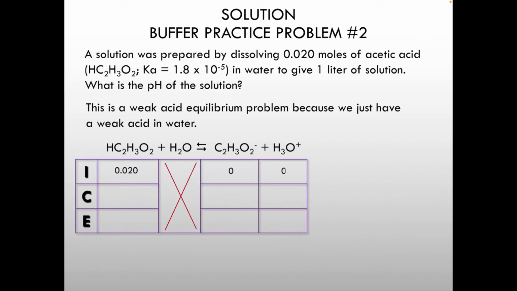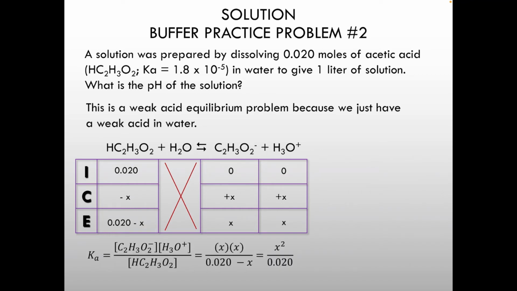We have our initial concentration of our acid. We don't have any of our acetate or hydronium. And then we do our minus x, plus x, and then we add those down. And then we can put that into our Ka expression. We know that since our Ka is times 10 to the minus 5, this value is very, very small. So that means our change in our initial concentration is negligible. So we can get rid of that minus x and it just becomes x squared over 0.020. And we can go through and solve for x.